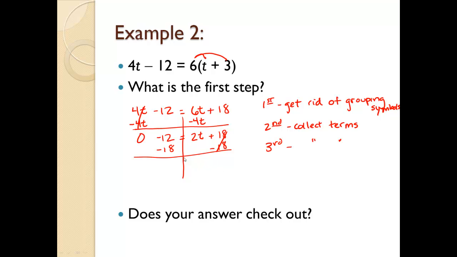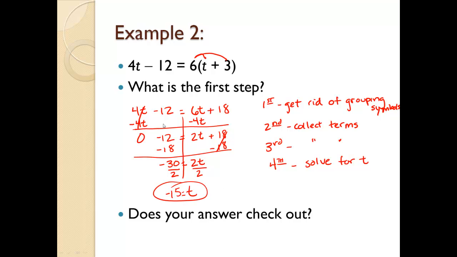These zero out. And negative 12, negative 18 is negative 30, and then solve for the variable. In this case, it's t. Okay, so we have 2 times t, which means we divide by 2, which gives us t equals negative 15. That's our answer.